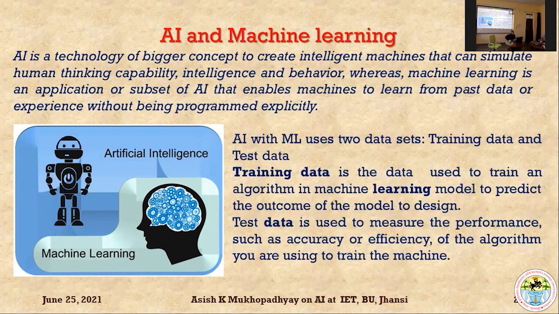Now AI with ML uses two data sets: one is training data and the other is test data. Many times you may have confusion between these two. Training data means initially when you put something in, I'll give you an example. You have to train on what the parameters are.